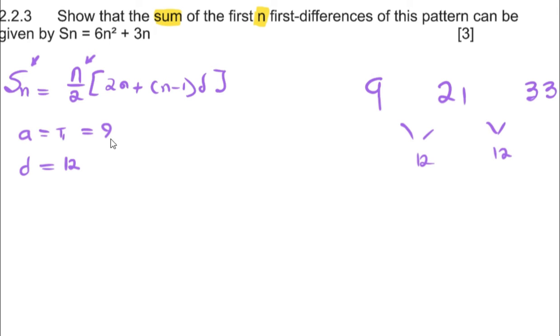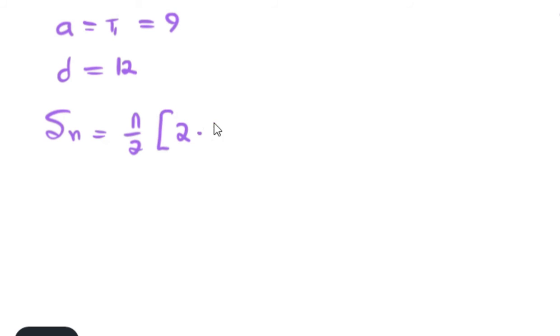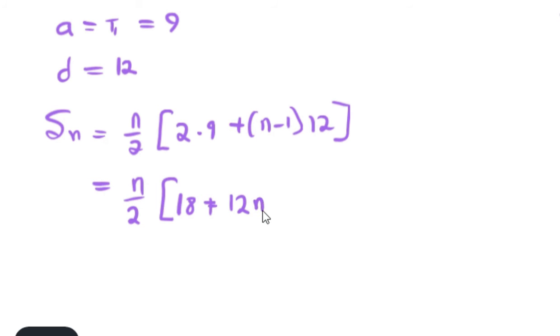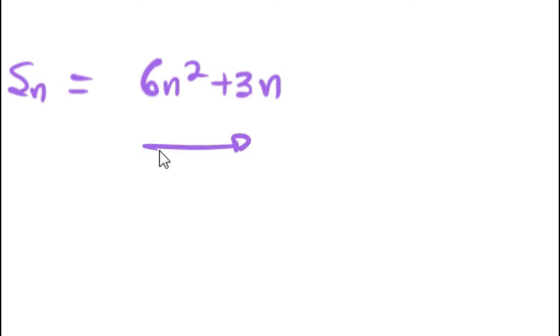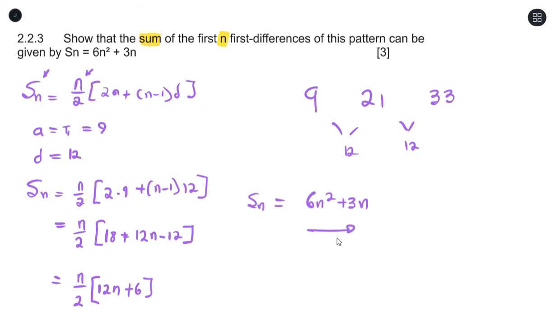Now, all we'll do now is substitute 9 and 12 into the sum formula. So that's what we're going to get. As you see here, your Sn formula would be 6n squared plus 3n. So all we just had to do was substitute our value for A and D. After substituting, we tried as much as possible to open the bracket, then simplify, and at the end of it, you should get what they needed in the beginning, and that's it.